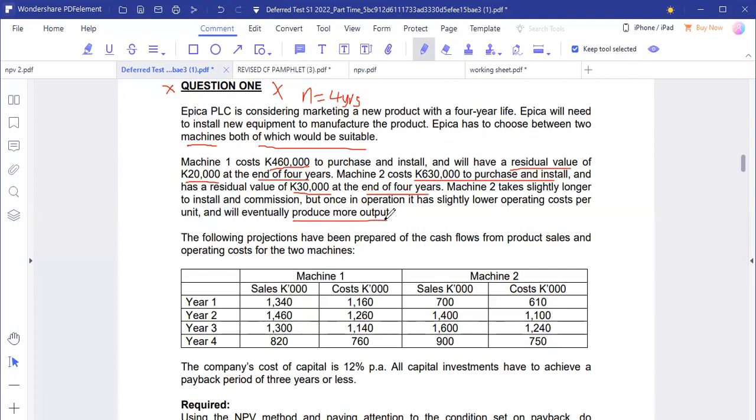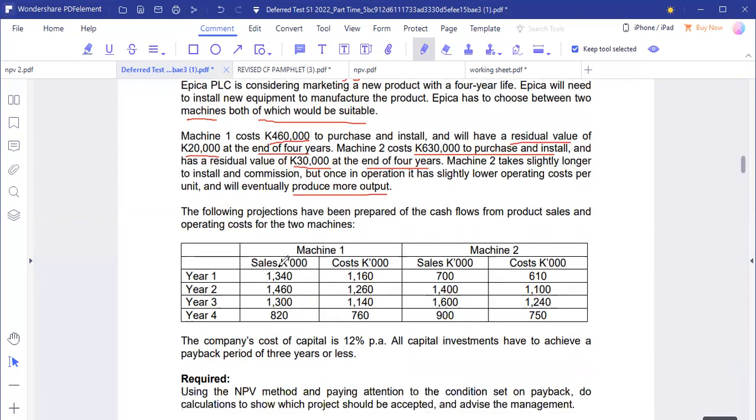The following projections have been prepared of the cash flows from product sales and operating costs for the 2 machines. All right. So now we have machine 1, we have the sales and the costs. Then the company's cost of capital is 12% per annum. All capital investments have to achieve a payback period of 3 years or less. All right, so that is what we have.